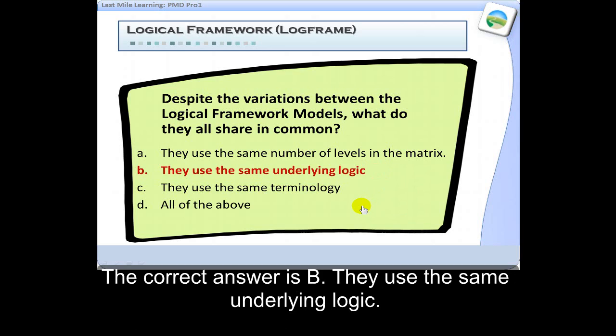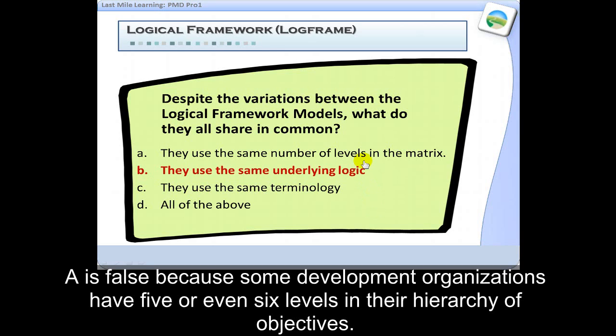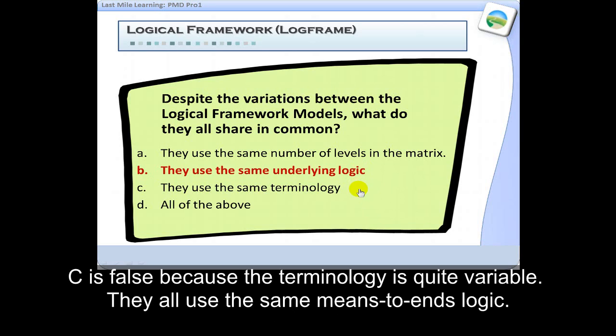The correct answer is B. They serve and use the same underlying logic. A is false because some development organizations have 5 or even 6 levels in their hierarchy of objectives. C is false because the terminology is quite variable. They all, however, use the same means to end logic.